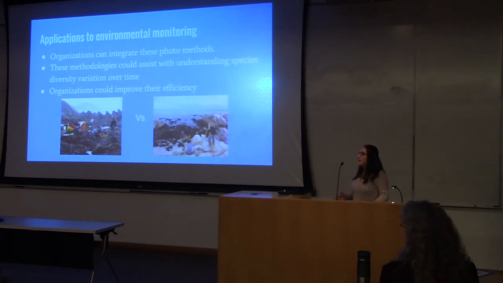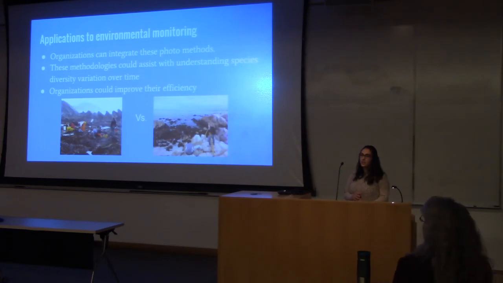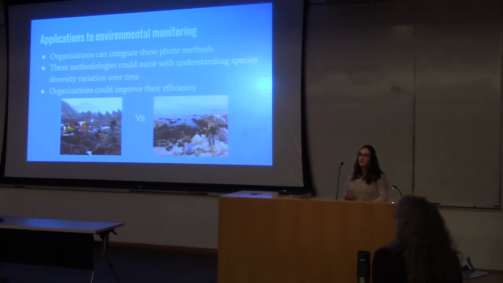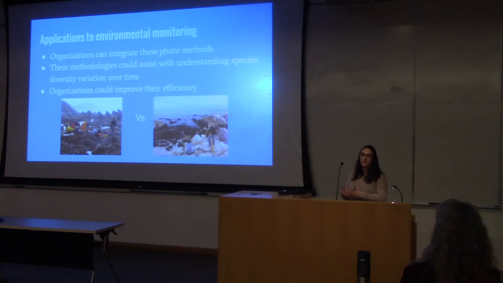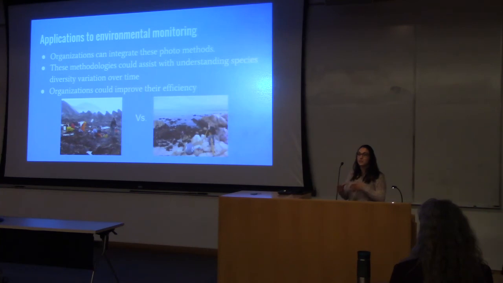So how this can be applied in marine monitoring: if organizations start to incorporate our methods of using photo quadrats, they may be able to become more efficient and collect more data over time. This could be used if an organization wanted to look at variation in species within a particular site. They would be able to survey the entire site in a shorter amount of time, and it would become easier to monitor if species variation is increasing in a particular site over time or decreasing over time.